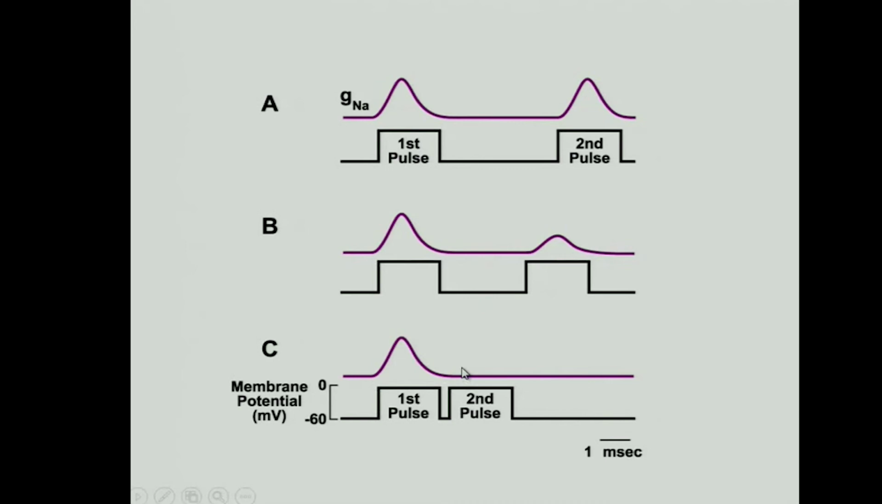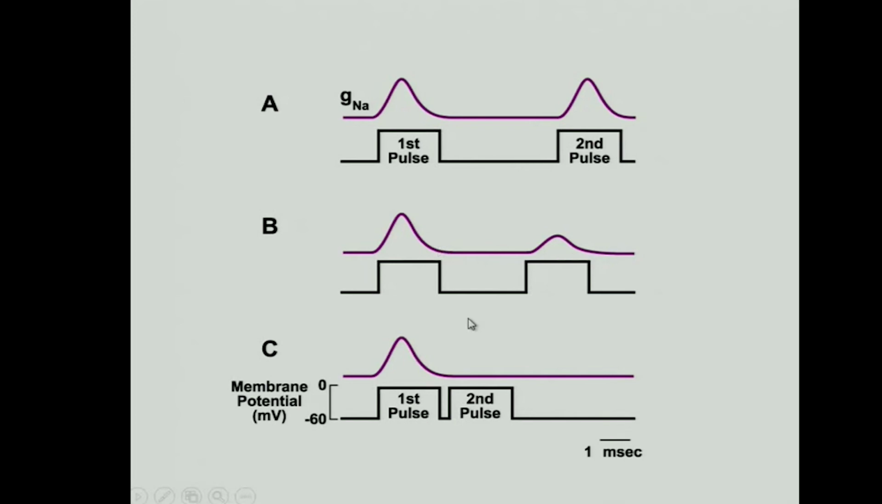So what this tells you is that when you open and inactivate a channel, it takes time to recover from that inactivation. The channel opens and then it closes, but it will not allow a membrane depolarization to open it again until it has a little bit of a rest period, and think of it that way. So this slow process of recovery from inactivation endows the cell with the absolute refractory period.